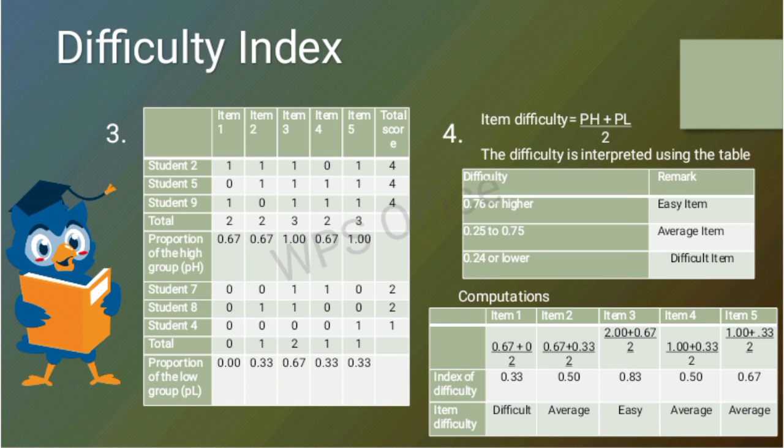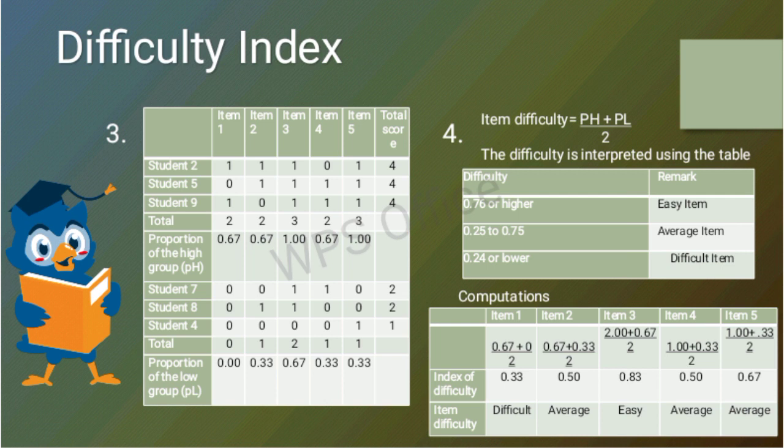So, in computation, item number 1, 0.67 plus 0 over 2 is equal to the index of difficulty 0.33. The item difficulty is difficult. And item number 2, 0.67 plus 0.33 over 2 is equal to index of difficulty 0.50. So the item difficulty is average. Item number 3, 2.00 plus 0.67 over 2 is equal to the index of difficulty 0.83. So the item difficulty is easy.